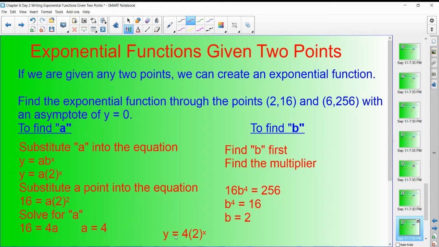Now in these cases, a does not have to be an integer. A could be a decimal. B could be a decimal. It could be a fraction. The problems aren't going to tell you we have to have nice, pretty numbers all the time. So that's why we practice these.